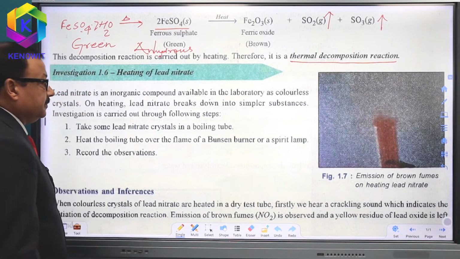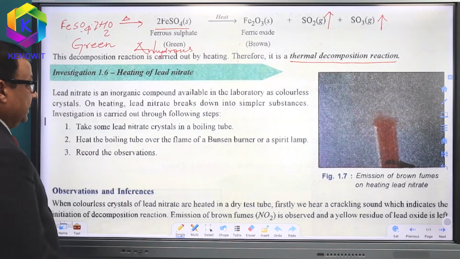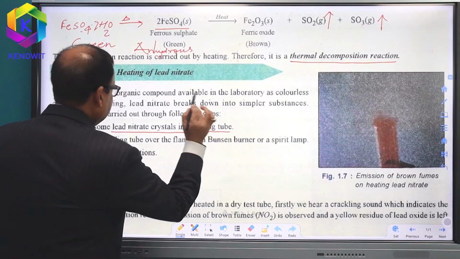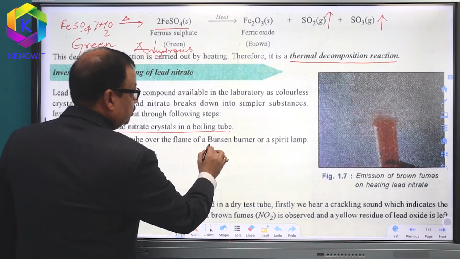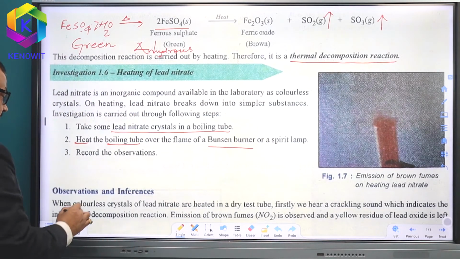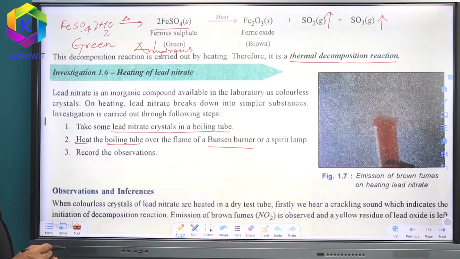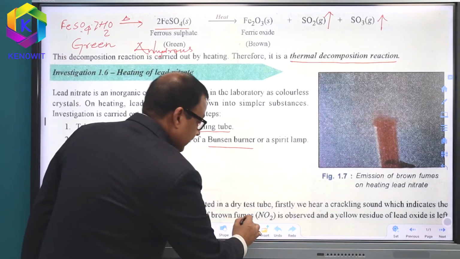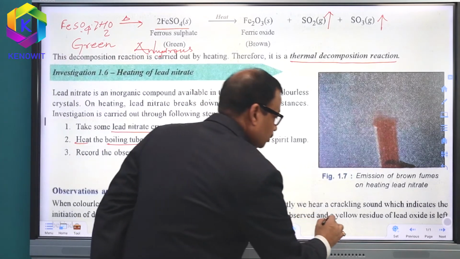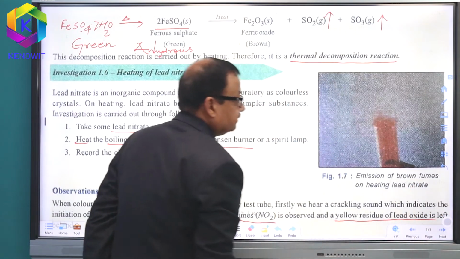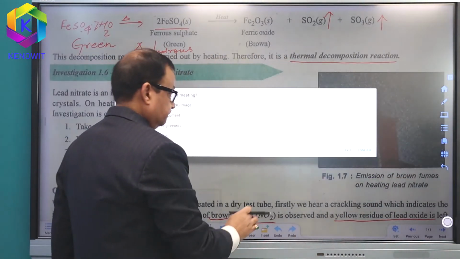So in this experiment, take some lead nitrate crystals in a boiling tube, heat the boiling tube over the flame of a Bunsen burner or spirit lamp and record the observation. When colorless crystals of lead nitrate are heated in a dry test tube, after the decomposition, emission of brown fumes of NO2 is observed and yellow residue of lead oxide is left.